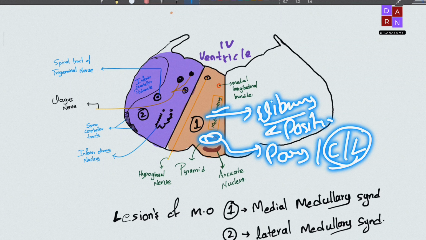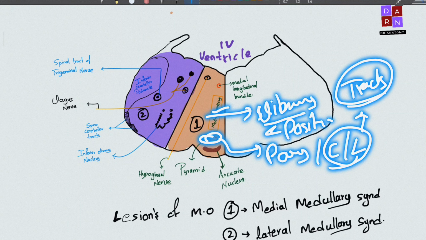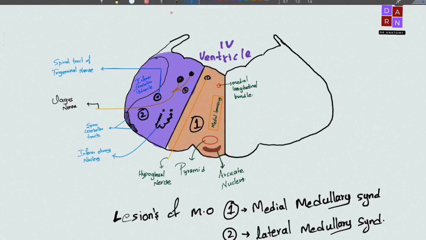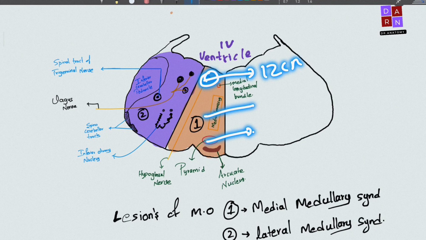that is also contralateral. About the detailed video of the tracts, I had discussed in the earlier video regarding the pyramidal tracts. Go through it, you will understand why it is contralateral, because these fibers are crossing in the medulla oblongata itself. In medial medullary syndrome, medial lemniscus is gone, pyramid is gone, and the 12th cranial nerve is also gone.